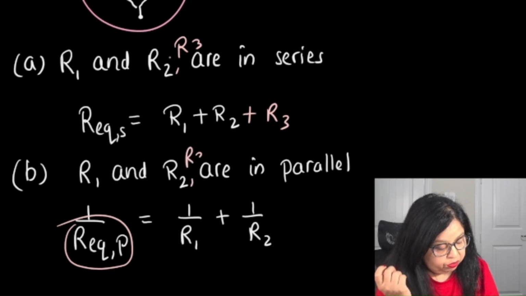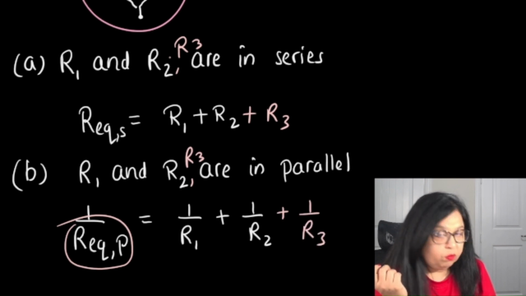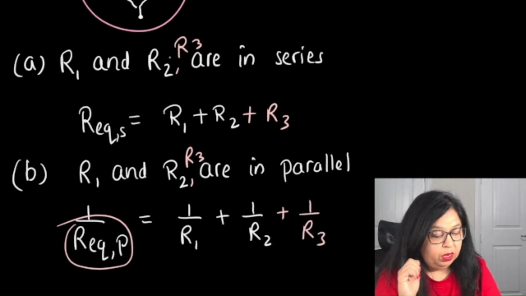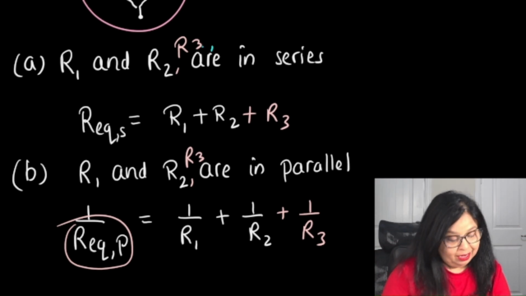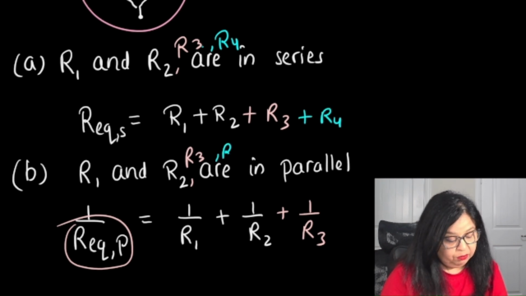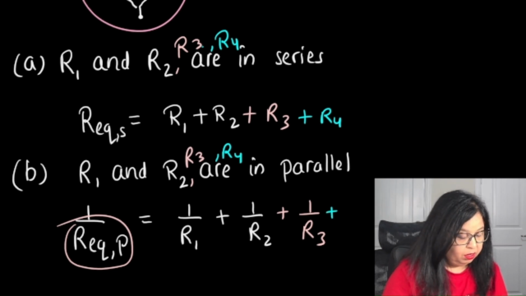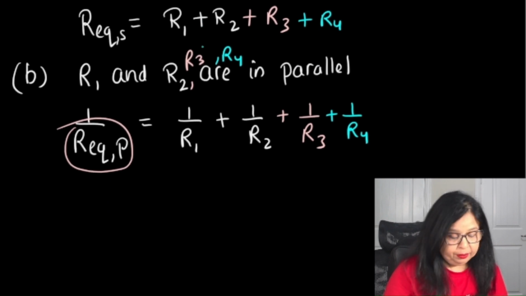Similarly, if I had R3 over here, I'll just say 1 over R3. Similarly, now you can extend this pattern in series if you had R4. Just go ahead and put R4 here. In parallel, if you also had R4 being added, 1 over R4. You see the pattern here?